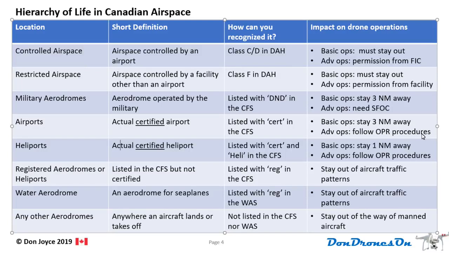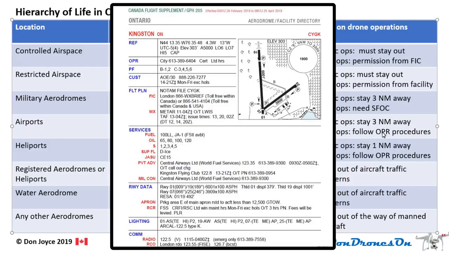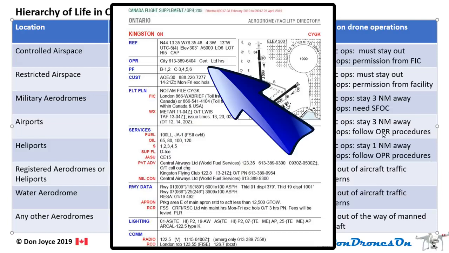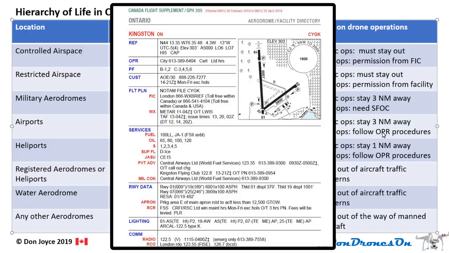You have to follow the operator procedures for that airport. Now, it's a little tricky because a lot of airports don't actually have established procedures. So in that case, and in any case, you need to contact the airport using the operator information in the CFS, ask what their procedure is, and work it out from there. Here's an example of an airport that is a certified airport. You can see that it says CERT, and you can see the number to call to secure permission.